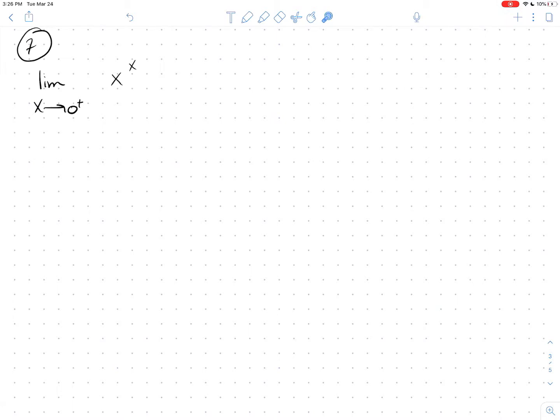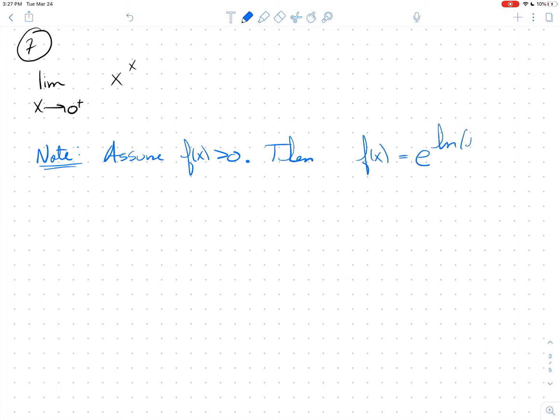Well, actually it can. So let me show you why we can actually take the natural log of this guy and recover this limit. Once I take the natural log, it's a different limit, but I'm going to be able to recover this limit. And here's a little detail of why. I'll just make this a note. And so the note is, let's assume that my function f of x is strictly bigger than 0. Okay? So then I claim that f of x is equal to e to the natural log of f of x. Why is that true?